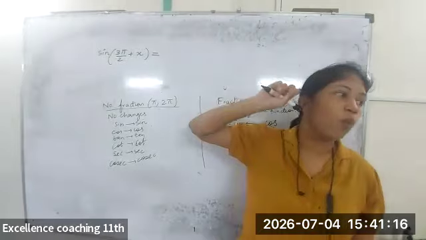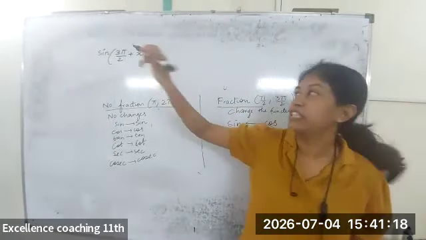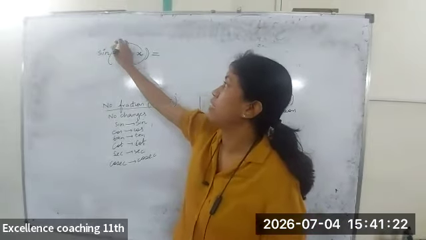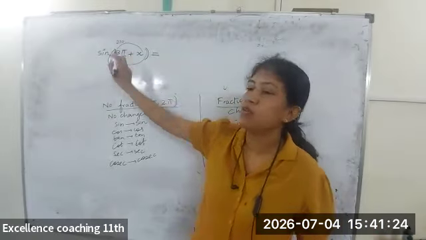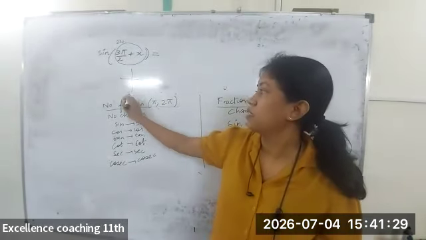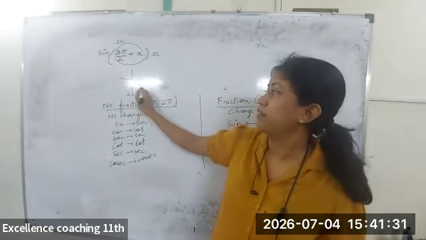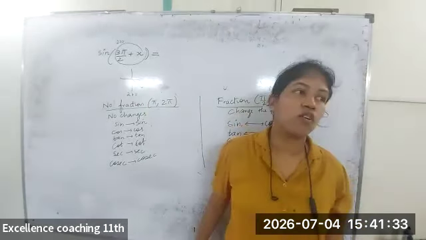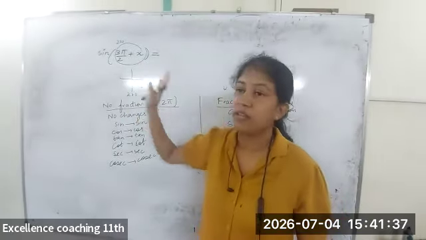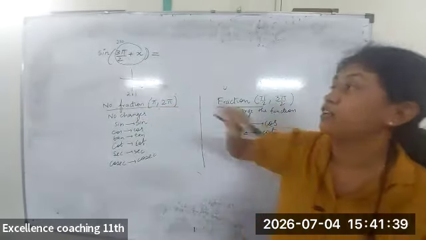Now, step number 1, locate the quadrant, check where this belongs to. So 3 pi by 2 means 270. I am adding something to 270, so something more than 270. Something more than 270 means which quadrant? Fourth quadrant. If this was minus, then it would be in the third quadrant. Right now we are in the fourth quadrant.